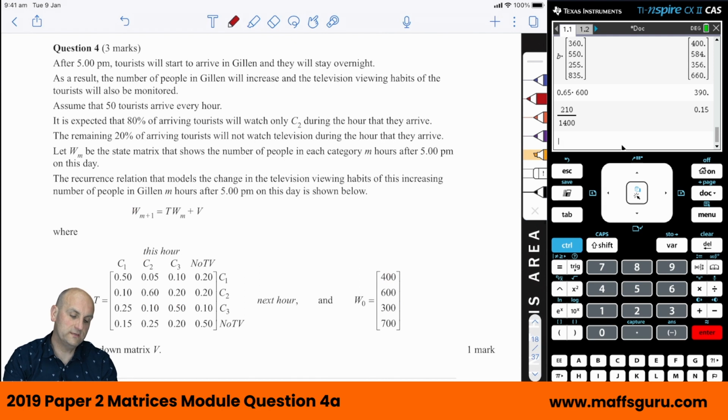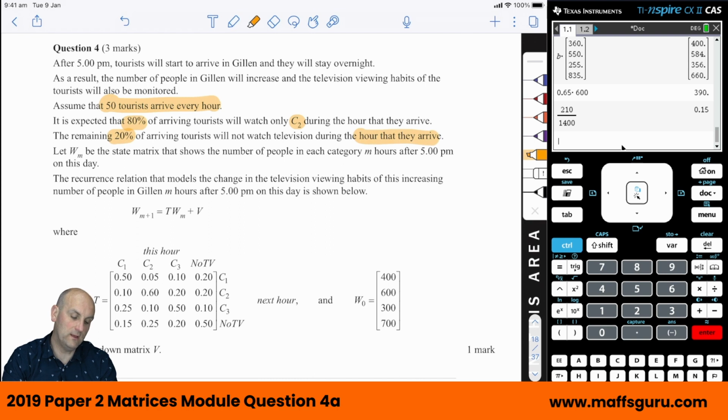After 5 p.m., tourists will start to arrive in Gillen and they will stay overnight. As a result, the number of people in Gillen will increase. The television viewing habits of the tourists will also be monitored. Assume that 50 tourists arrive every hour. Okay, that's going to be 50 tourists. It is expected that 80% of arriving tourists will watch only C2 during the hour they arrive. The remaining 20% will not watch television during the hour they arrive.